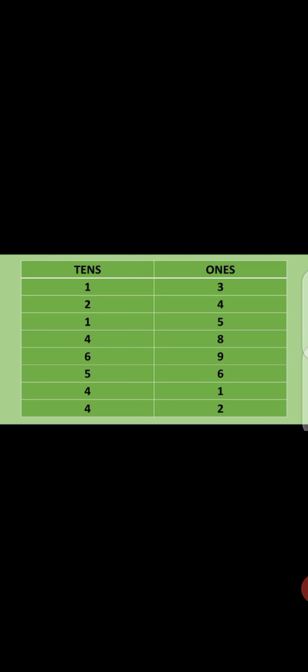Now next, 41. In 41 there is only one 1. So the place of 1 is ones and there are 4 tens. So the place of 4 is tens. Now in the last, 42. In 42 there are 2 ones and 4 tens. So the place of 2 is ones and the place of 4 is tens.